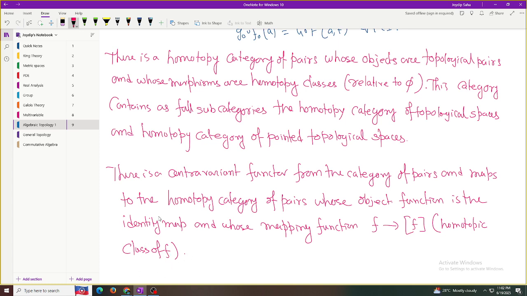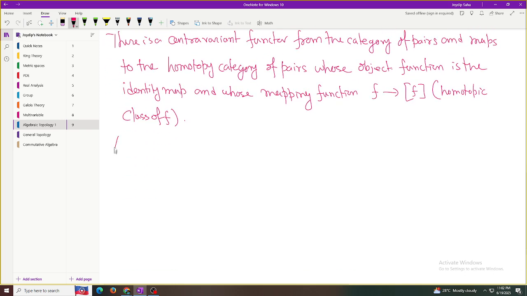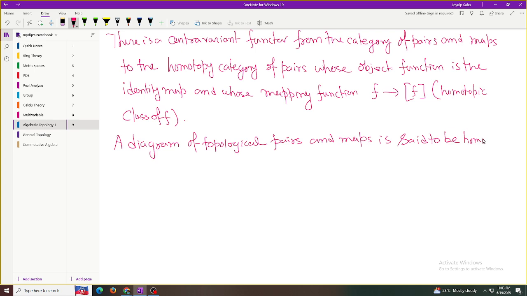A diagram of topological pairs and maps is said to be homotopy commutative. This is very important. In the next step we will study H space. H space means homotopy space. Then it will come to be homotopy commutative. Homotopy commutative.